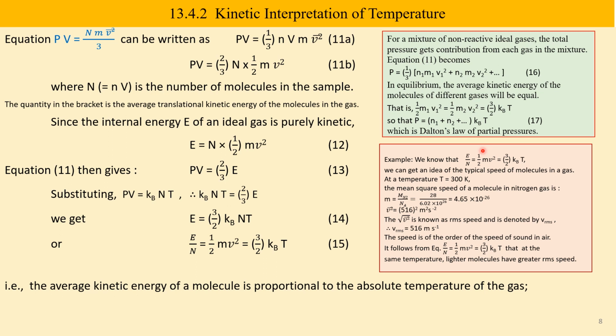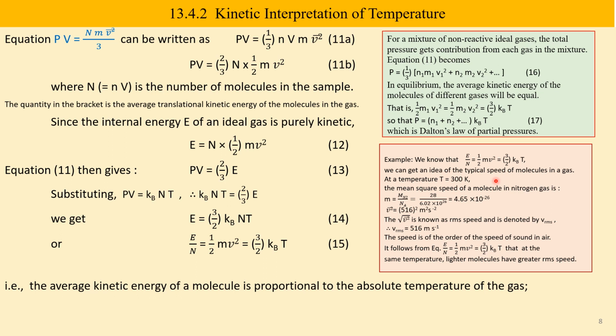kinetic interpretation of temperature. We know from equation 15 that E by N is equal to half mv square, that is equal to 3 by 2 into kb into T. This is from equation 15. We can get an idea of the typical speed of a molecule in a gas. Let us take an example.